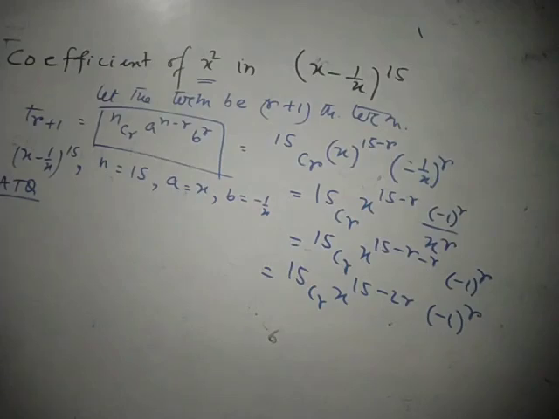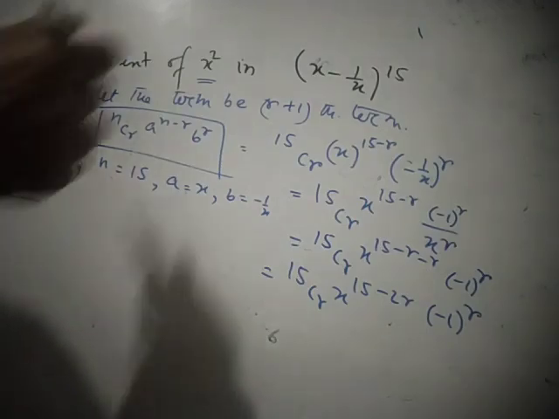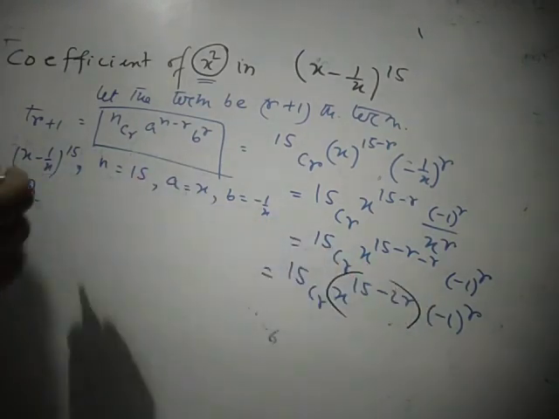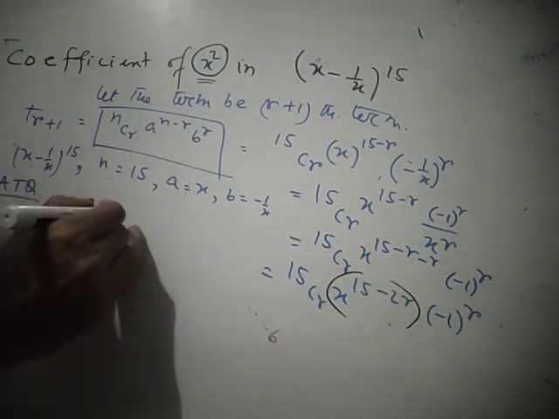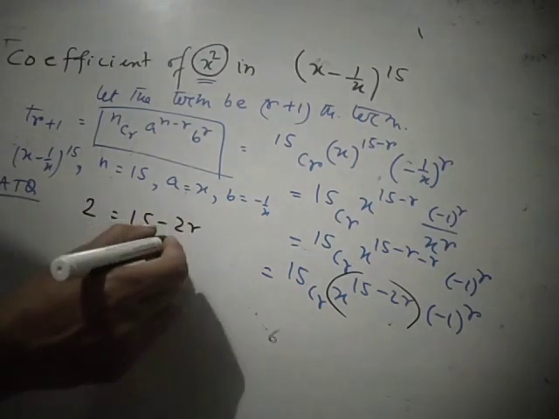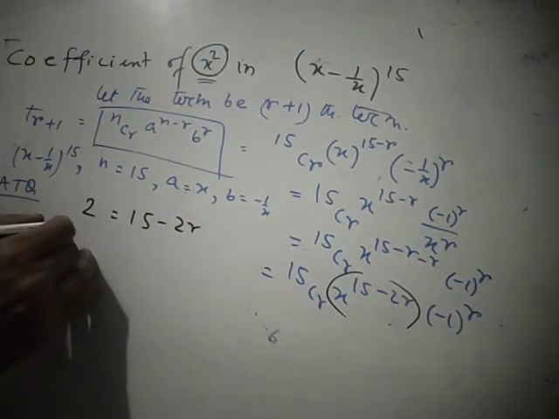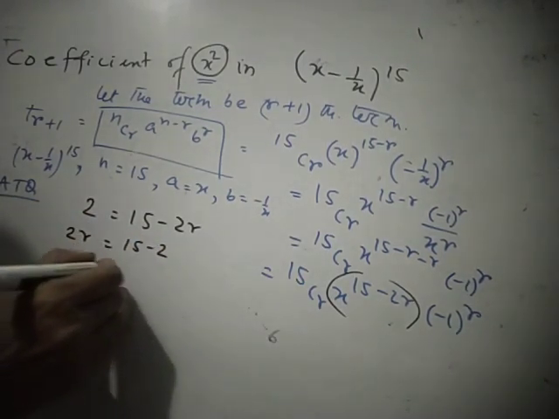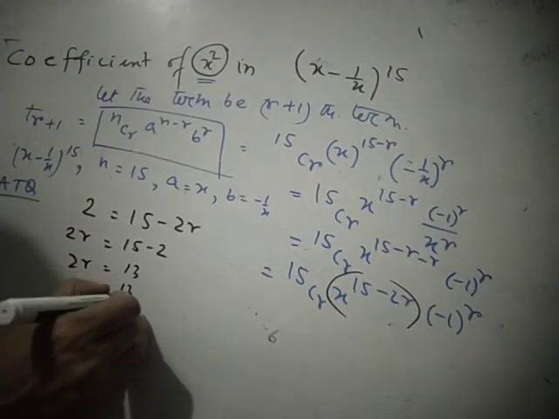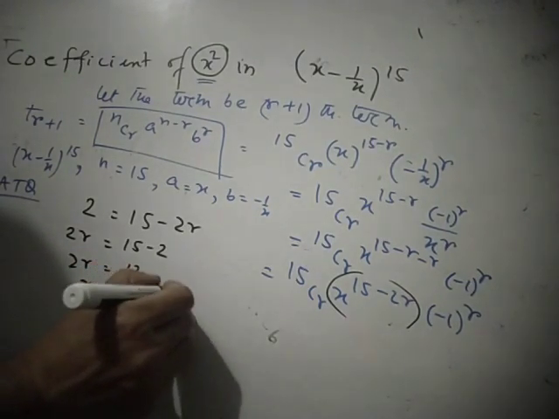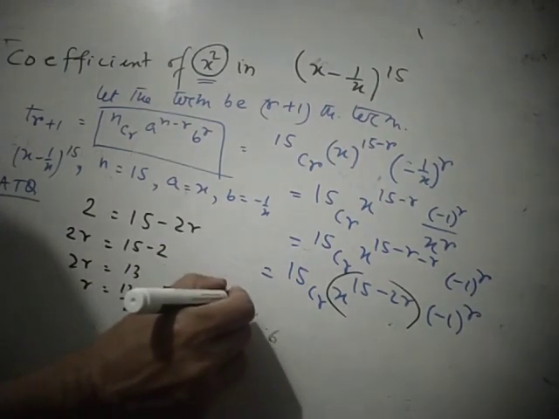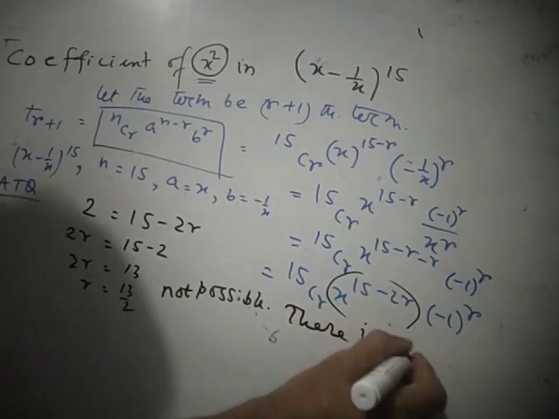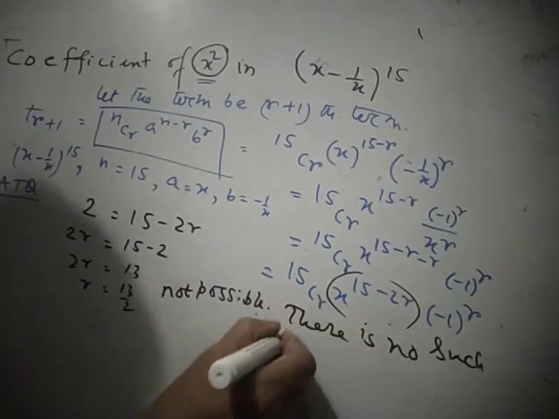Now according to the question, this term will contain x square. So the power of x, 15 minus 2r, should be equal to 2. If I bring this to the other side, we get 2r equals 15 minus 2, so 2r equals 13, r equals 13 by 2, which is a fraction. So not possible, the number of terms cannot be a fraction. That means it is not possible, so there is no such term which contains x square in this expansion.